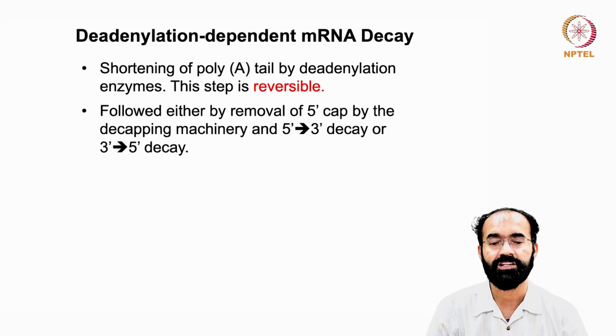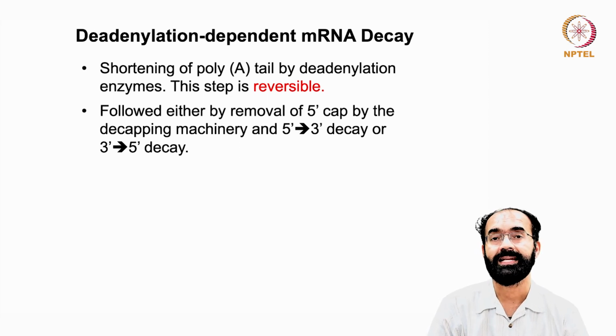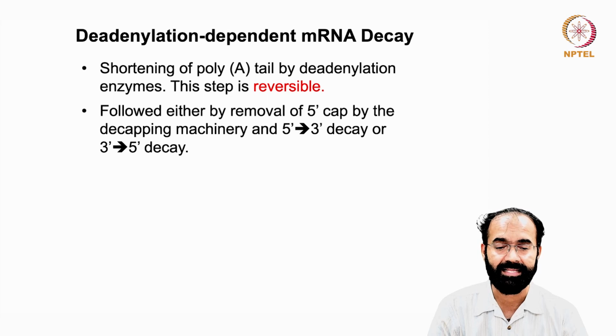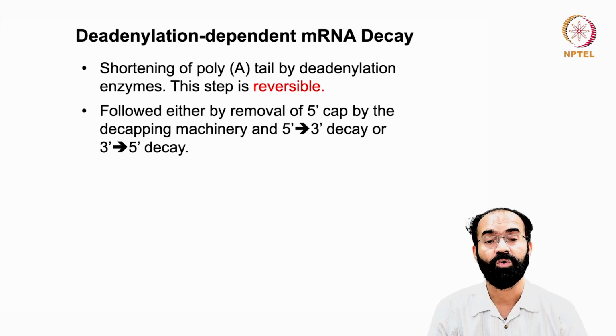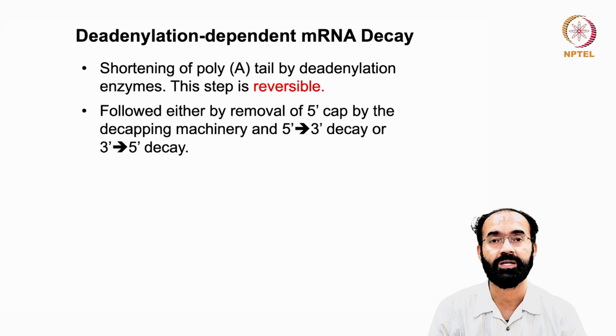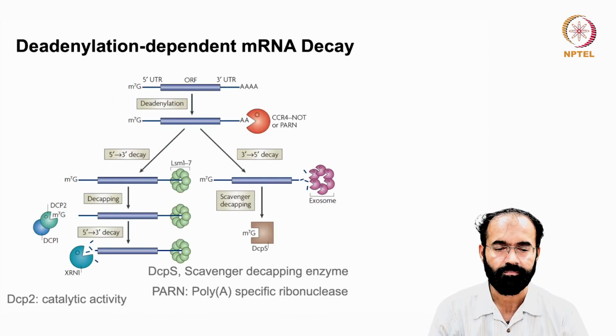So we have to understand deadenylation-dependent mRNA decay. Although it is reversible, it need not be reversible. If it is not reversible, if the polyadenylation or poly-A tail is not restored, then it will be marked by removal of the 5' cap, and this itself can trigger the 5' to 3' exonuclease, and the absence of the poly-A tail will trigger a 3' to 5' exonuclease activity.